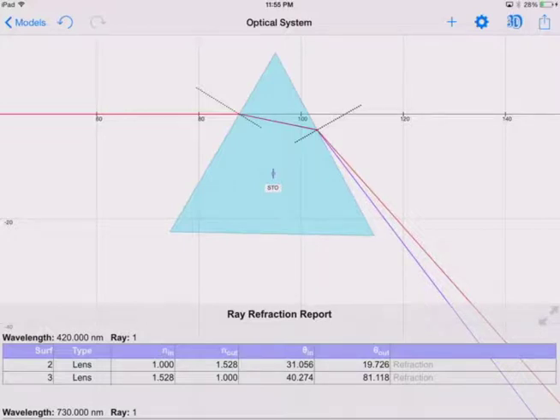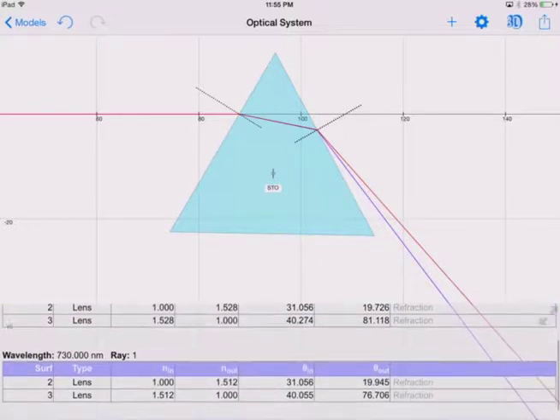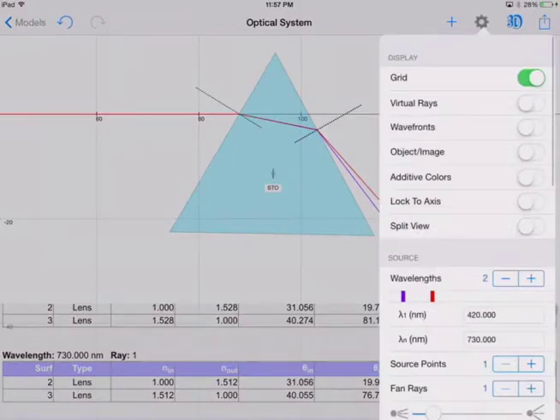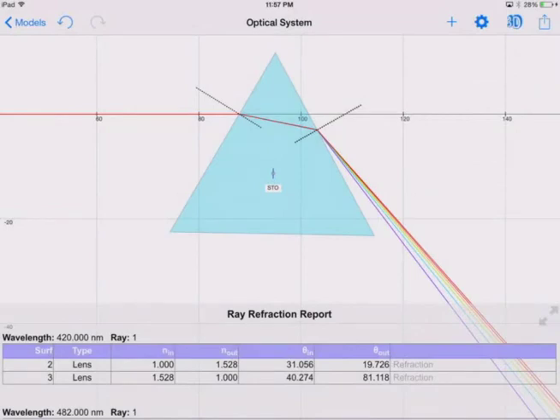And we can explain this by looking at the report. At 420 nanometers, which is the blue ray, the index of the glass is 1.528. But at 730 nanometers, which is red, the index of the glass is 1.512. This difference in index of refraction for different wavelengths is what causes the different colored rays to refract by different amounts. This phenomenon is called dispersion, and it's the reason that the prism splits a beam of light into a rainbow. And you can see this by going ahead and adding a few more wavelengths and seeing the rainbow effect appear in the diagram.